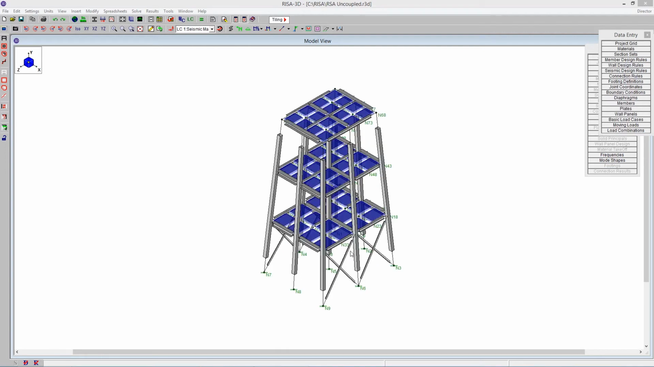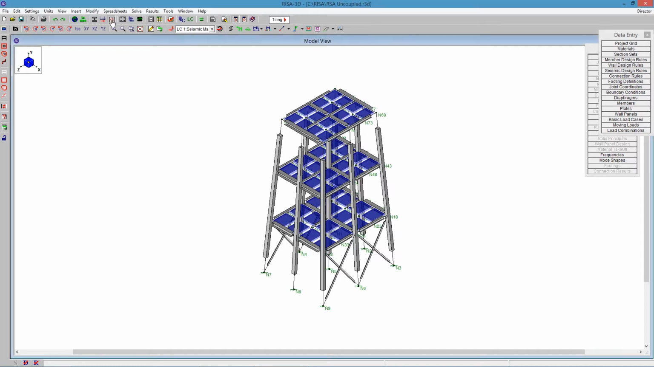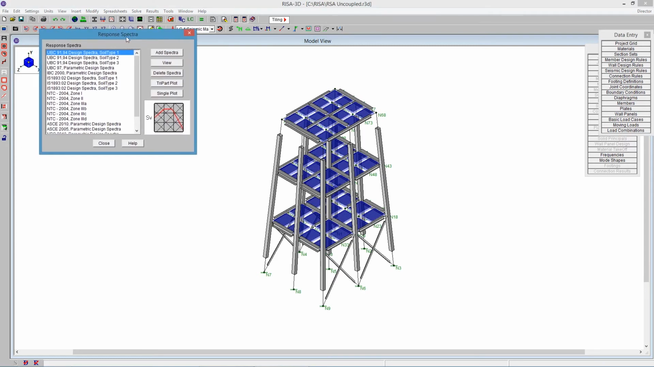Let's take a look at this model in order to understand the scaling factors for the response spectra analysis. Let's just quickly open up the response spectra. I'm going to see there's a library here. And if you click on that, you'll see that there's response spectra analysis. We see a variety of different codes listed here. And this library is already defaulted with the program. You can add your own spectra.